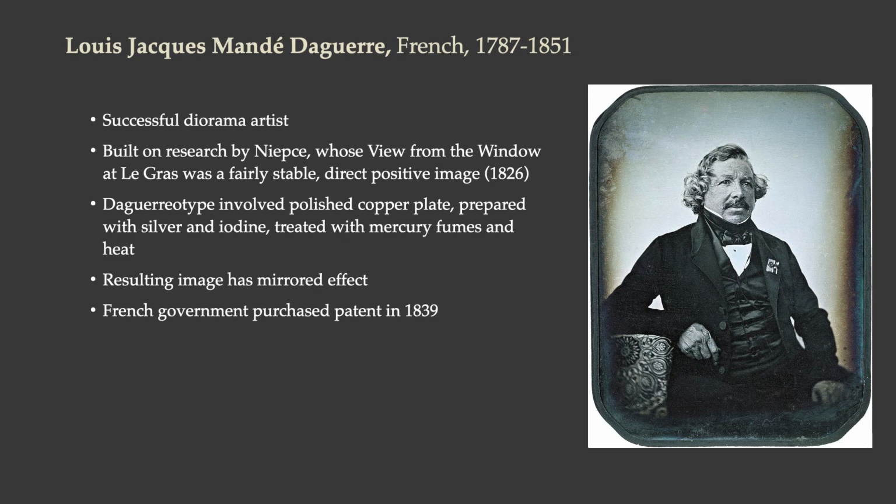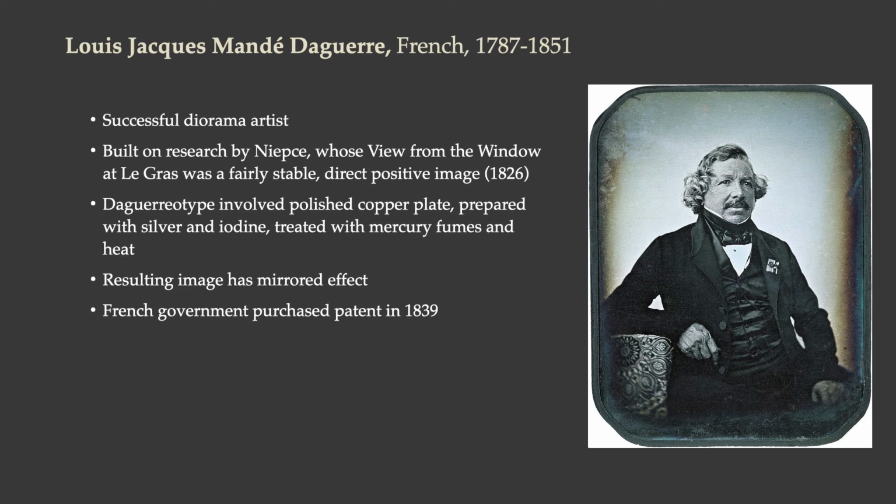The daguerreotype involves a polished copper plate that is prepared with silver and iodine, and it's treated with mercury fumes and heat. It's a technically demanding, complex, and highly toxic process. The resulting image has a mirrored effect, and it is a unique image.